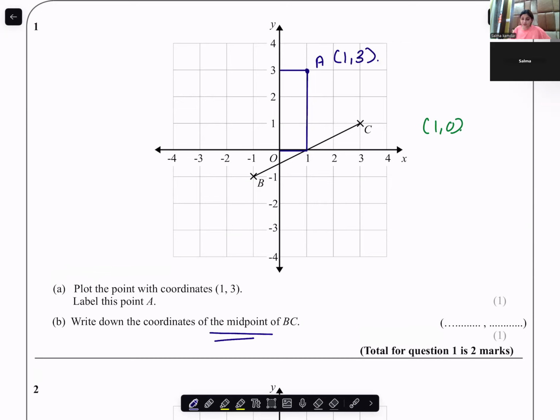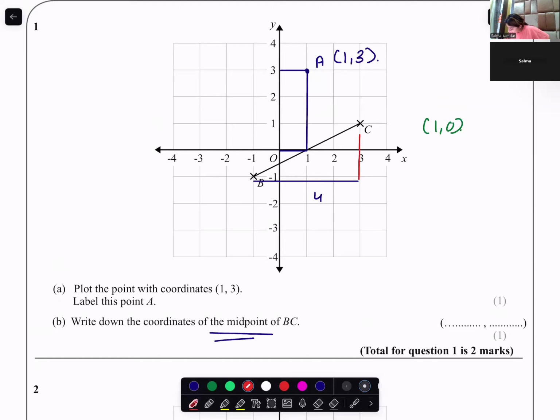Write down the coordinates of the midpoint of BC. Now I want the midpoint of BC. Horizontal line from B to C, 1 2 3 4. Vertical line from B to C, 1 and 2. Now half of 4 is 2. Half of 2 is 1. So 1 unit up. So the midpoint would be here.